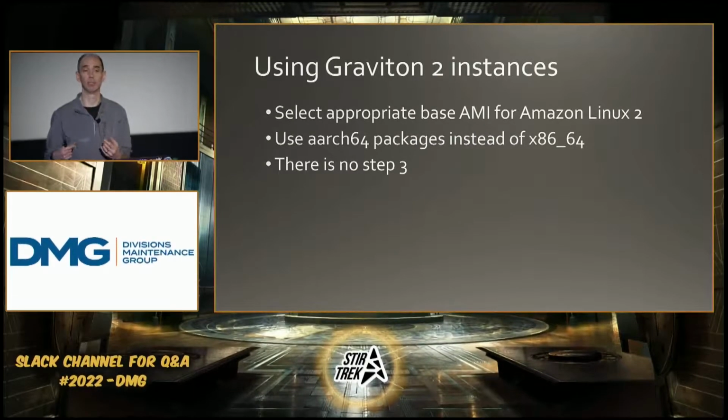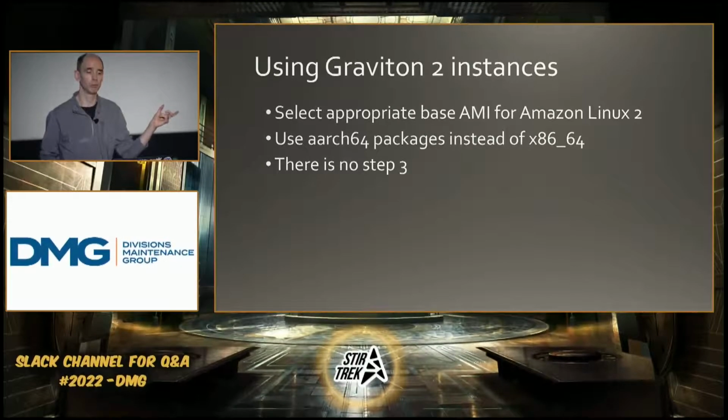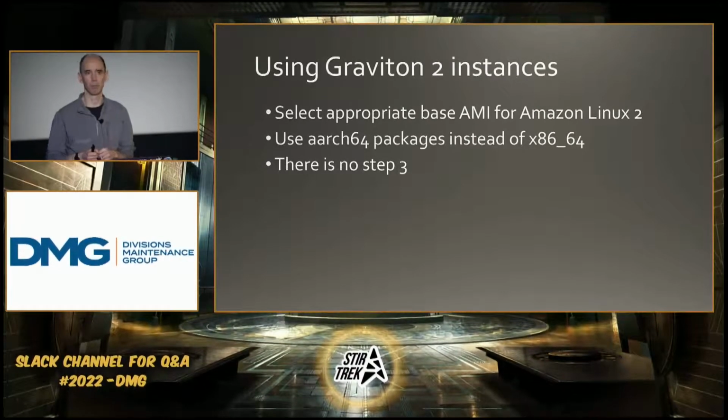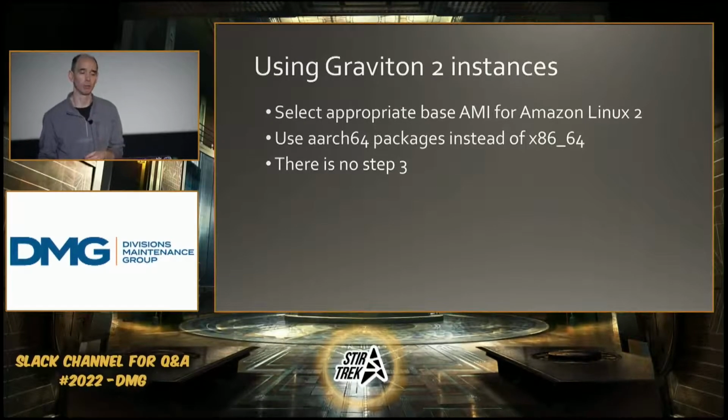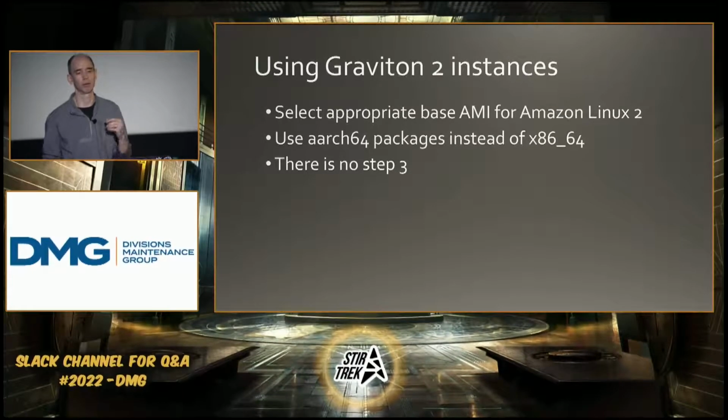In terms of actually using those Graviton 2 images, it was really a case of, well, I need a different base AMI for Amazon Linux 2. I install a different version of the packages if I'm specifically listing RPMs instead of getting them from a package manager, and there is no step 3. And once I got past that Chef problem, everything worked just fine, and this is currently in production.